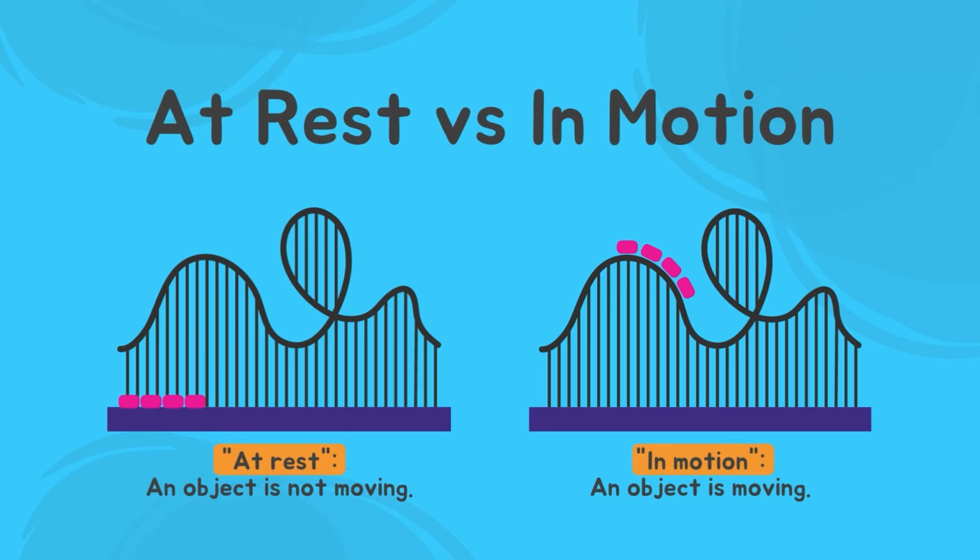Take a roller coaster for example. If it is not moving, it is said to be at rest. Once people sit in the seats and the ride begins, it is said to be in motion.